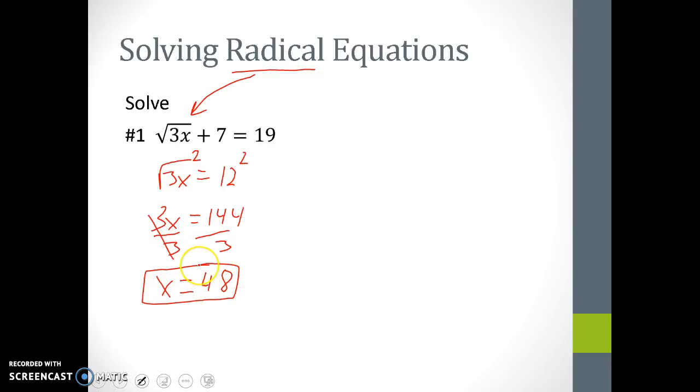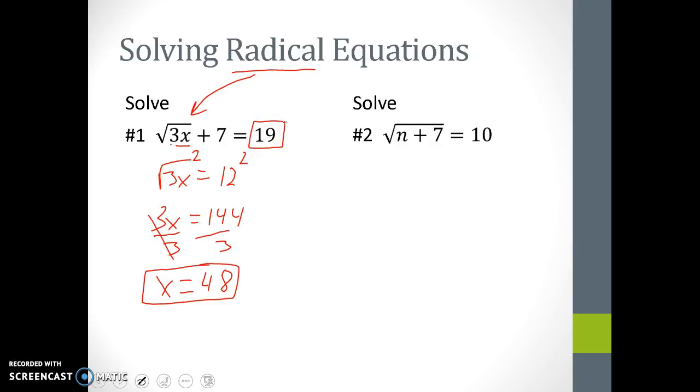And the nice thing about solving equations is you can always plug it back in to make sure that you're correct. So if we took 3 times 48 and then took the square root of that and added 7, we should get an answer of 19. I'm going to have you try this one on your own.